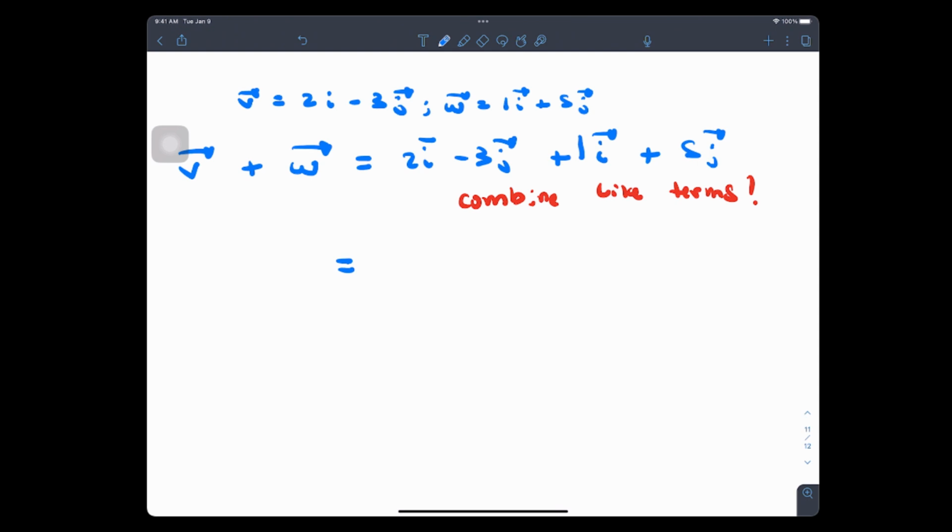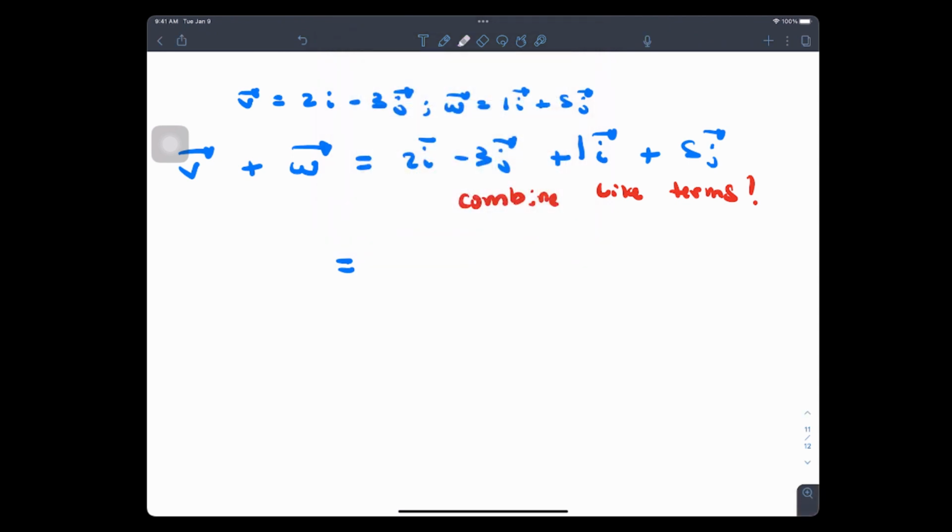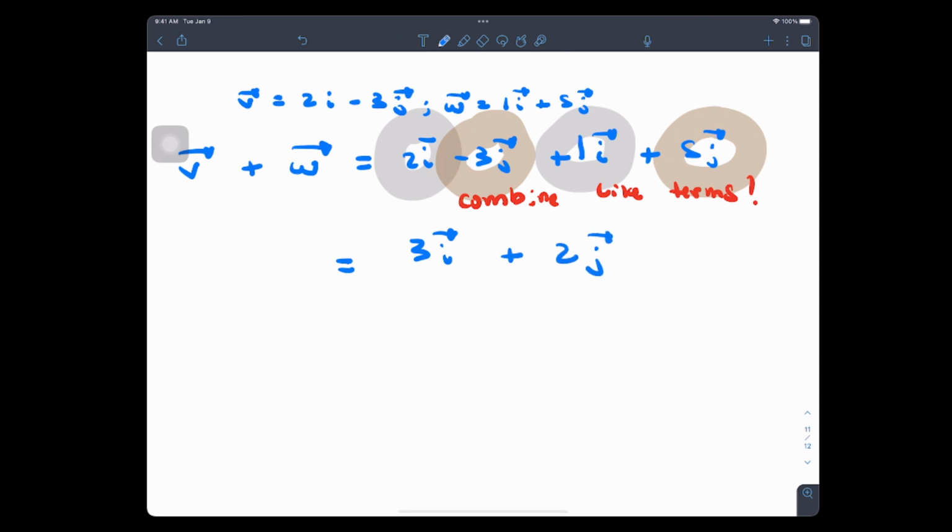Do you guys remember how to combine like terms? Right? So what terms are like? Good. Let's do this. 2I plus 1I. What does that give you? 3I. Good. And then what's the other like terms? Do you guys remember? It's negative 3J plus 5J. What does that give you? Plus 2 what? J. There you go.